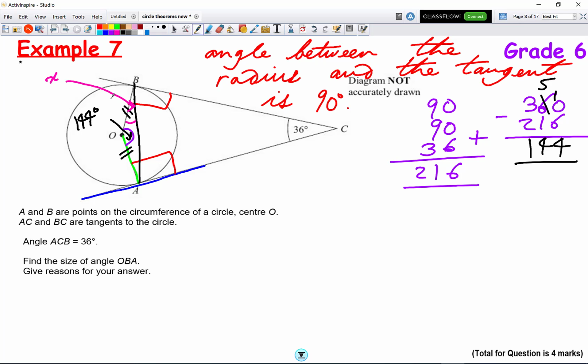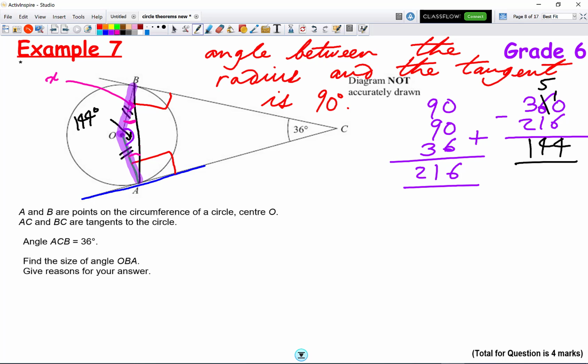So now what I have is essentially an isosceles triangle, because OB and OA are both radii of a circle. If I get my highlighter now and highlight them so you can see them here, this and this are both radii of a circle, and what we have is an isosceles triangle. All the angles in a triangle add up to 180, so it means that angle OBA is exactly the same as angle OAB.